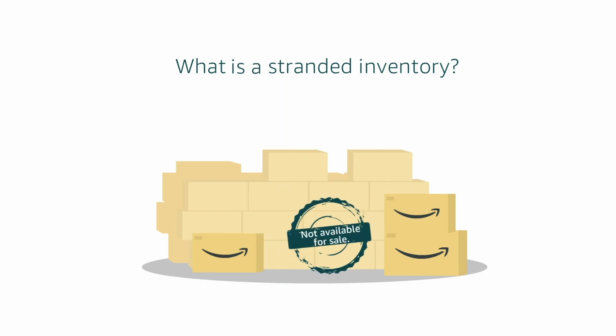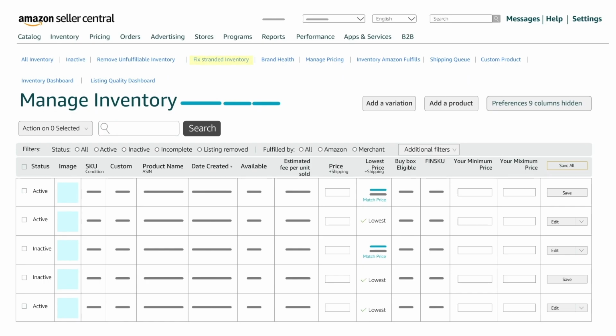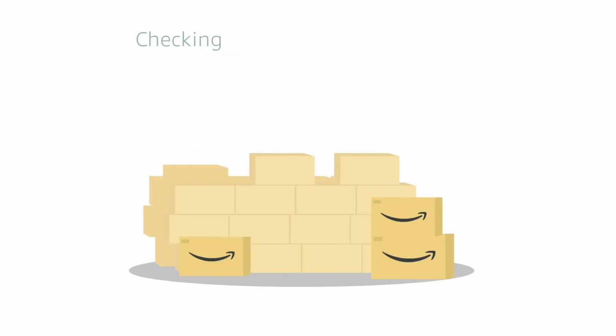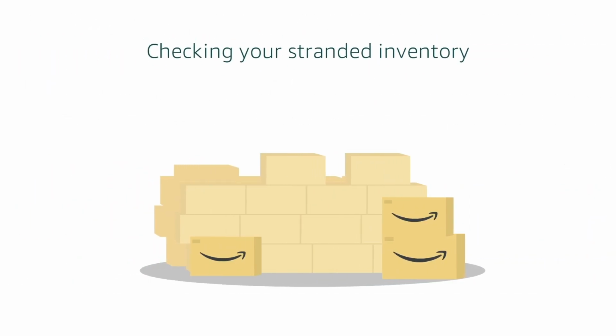available for sale. Amazon will notify you about stranded inventory in these ways: by email, on the Fix Stranded Inventory page accessible through Manage Inventory page, in the notifications section of your inventory dashboard. It is important to check these pages as stored inventory, even if stranded, accumulates storage fees. To see your stranded inventory and solve the related issues, follow these steps.